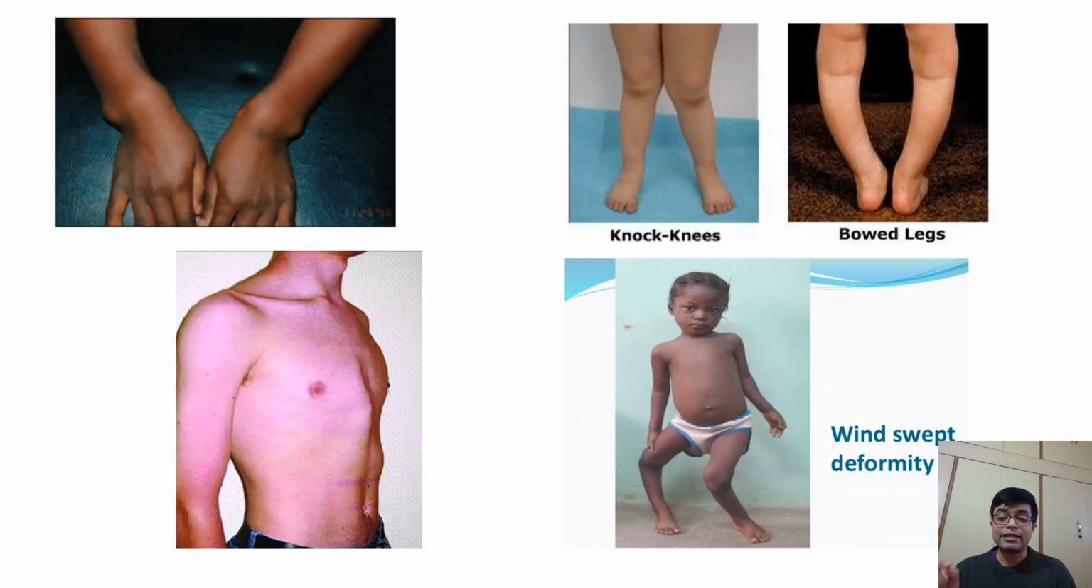Pectus carinatum and excavatum are separate things. In carinatum, the sternum and chest are protruding ahead. In excavatum, it is depressed inside. Excavatum is a rare feature of rickets. Carinatum is a more common feature of rickets, but it tends to occur in older children.